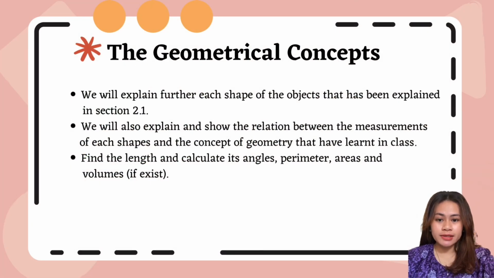I will explain the geometrical concepts. Here, we will explain further each shape of the objects that have been mentioned in section 2.1. Besides, we will also explain and show the relation between the measurements of each shape and the concepts of geometry that we have learned in class. And last, we will find the lengths and calculate the angles, perimeters, areas, and volumes if they exist.